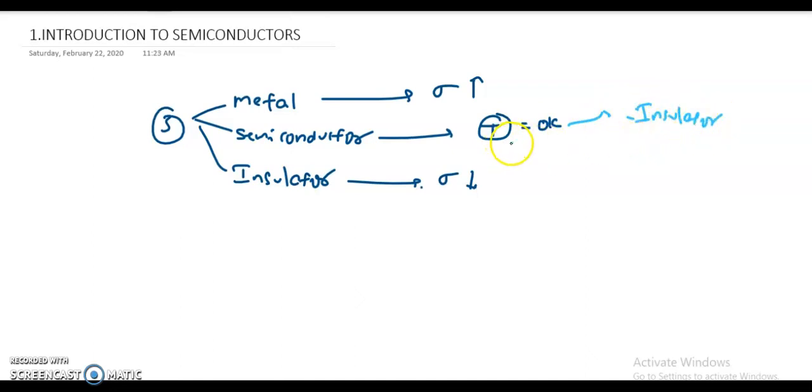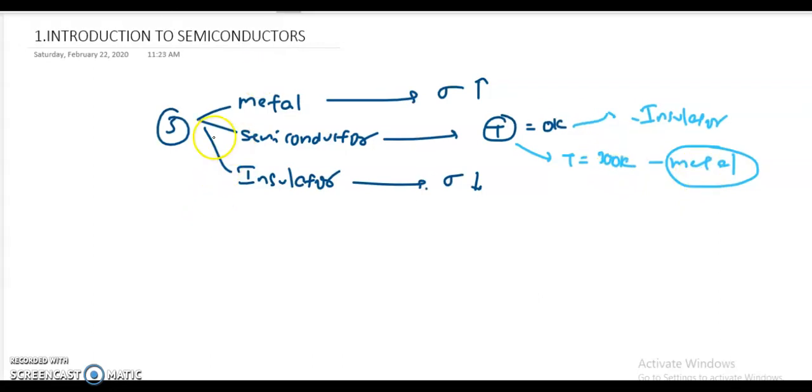And if I keep on increasing the temperature, or else let's take T equal to 300 Kelvin, then the same semiconductor acts like a metal. We cannot say that it acts like an exact metal, but it acts like a metal. So depending upon this temperature condition, the semiconductor behaves in two different ways. T equal to 0 Kelvin, it acts like an insulator, and T equal to 300 Kelvin, it starts acting like a metal.